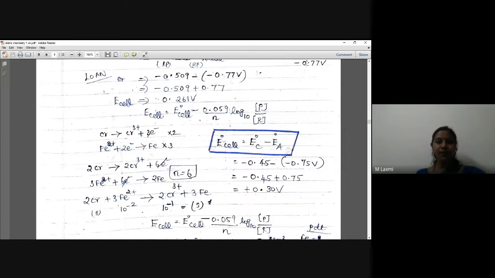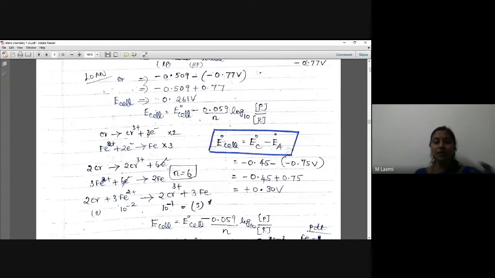Equation 2 I have to multiply with an integer 3. So 3 Fe2+ plus 6 electrons giving rise to 3 Fe. It should be 3 Fe, right? I have written 2 Fe here. It's a mistake I have done here. Now look at the summed up equation. 2 Cr plus 3 Fe2+ gives 2 Cr3+ plus 3 Fe. Here I have written 3 Fe. Fine, Arya? Yes, ma'am. Okay, done. Now, I have got a summed up equation. After cancelling the number of electrons, I have a summed up equation.